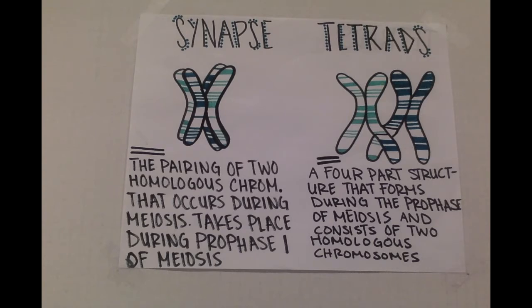Relating back to the homologous chromosomes and the sister chromatids, the synapse and tetrads are an important part of the cell cycle. The synapse, as demonstrated here, is the pairing of 2 homologous chromosomes that occurs during meiosis. It takes place during prophase 1 of meiosis, to be more specific. A tetrad is a 4-part structure that forms during the prophase of meiosis and consists of 2 homologous chromosomes.